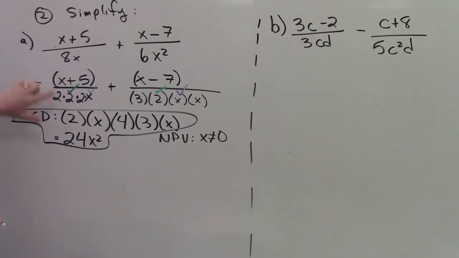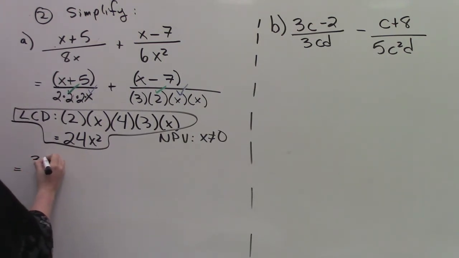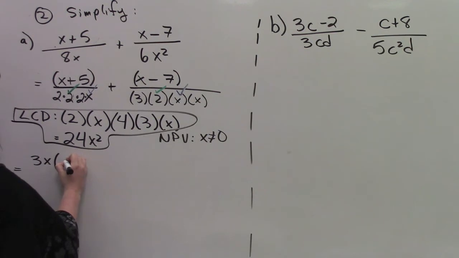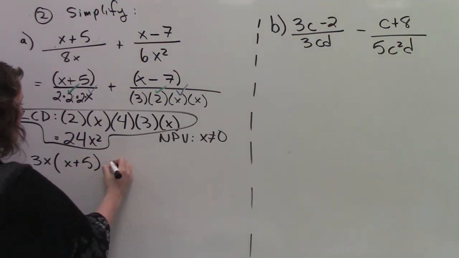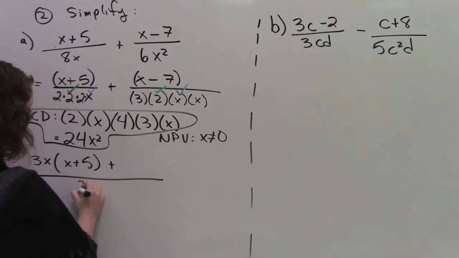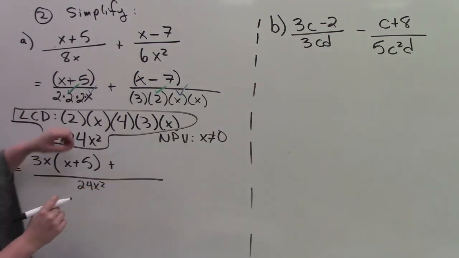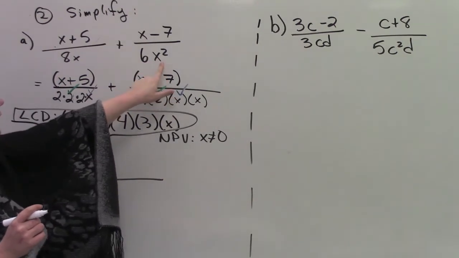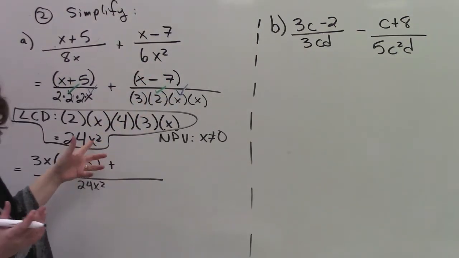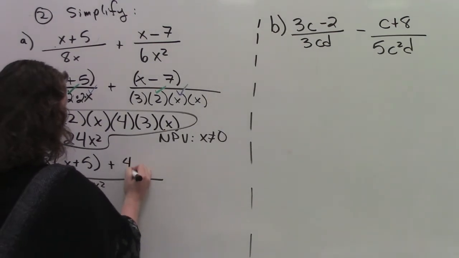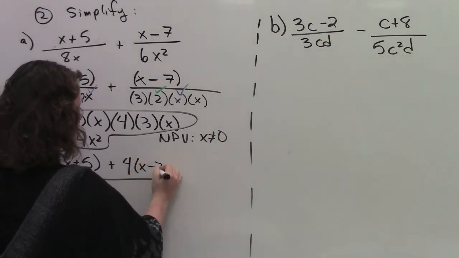So now I can look at 24x squared and say, I need to get 8x to 24x squared. What do I need to multiply by? 3x, because 3x times 8 times x is 24x squared. So we say 3x times x plus 5 plus, the common denominator is going to be 24x squared. What do I need to multiply 6x squared by to get to 24x squared? 4. So we multiply 4 times x minus 7.